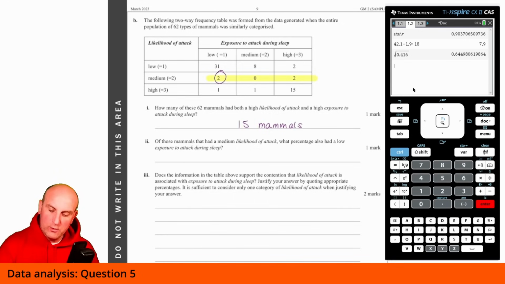So adding them all up, there's 4 who've got a medium and only 2 of those. So 2 divided by 4 times 100 gives me 50%.